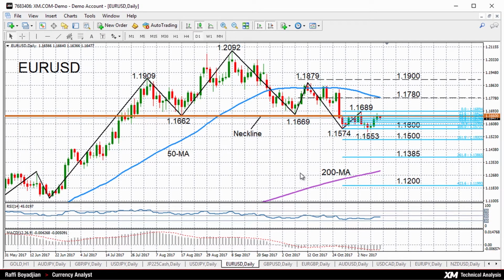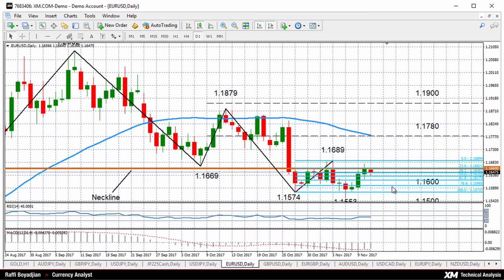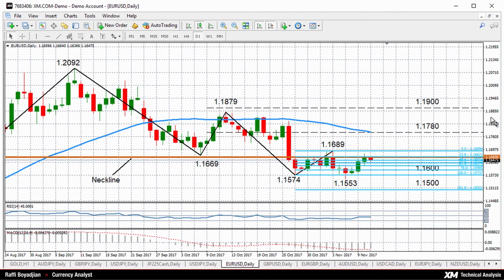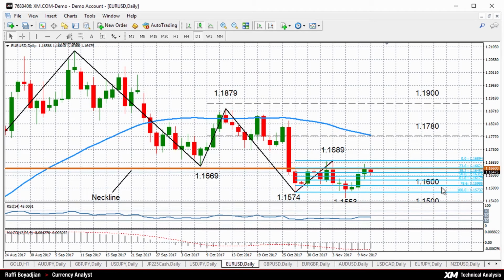Let's move on to euro dollar now. We can see that there is resistance at the moment coming from that neckline around 1.1660. The near-term bias is neutral with a slight downside risk. RSI is slightly in negative territory. On further losses, we could see support coming from the 78.6% Fibonacci retracement of the up leg from 1.1574 to 1.1689 at around the 1.16 handle.